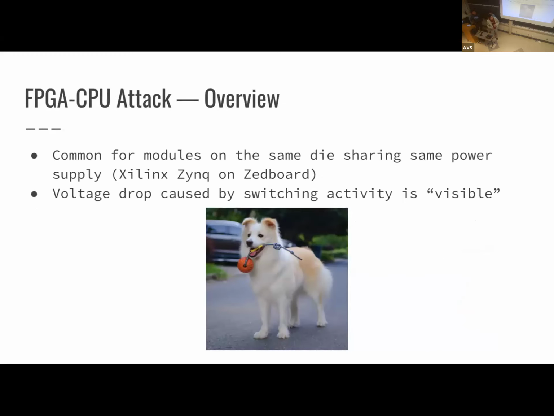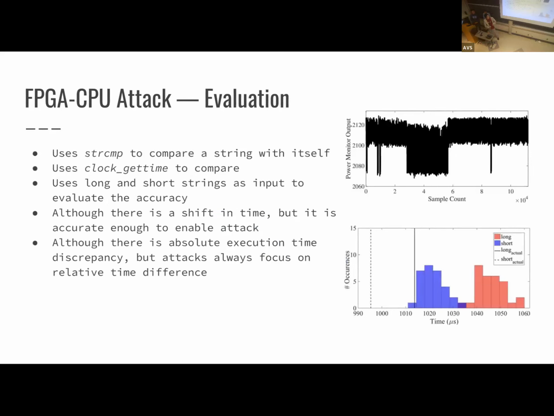Okay, now I'm going to talk about the FPGA to CPU attack, and it is very common. It is very common nowadays that modules on the same die share the same power supply, such as in this case; our test hardware is also this case. We can use the voltage drop caused by the switching activities, and use the power monitor to make it visible. Firstly, the paper evaluated the effectiveness of the power monitor. It used a string compare function to compare a string with itself, and it also used the clock-at-time function to measure.